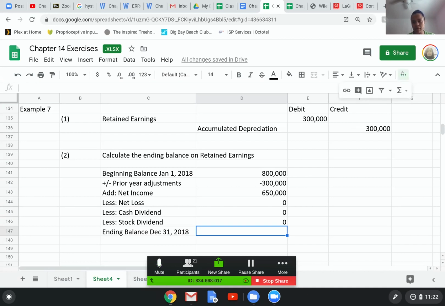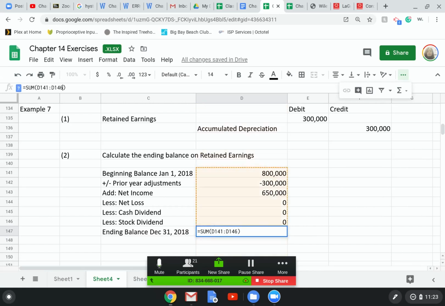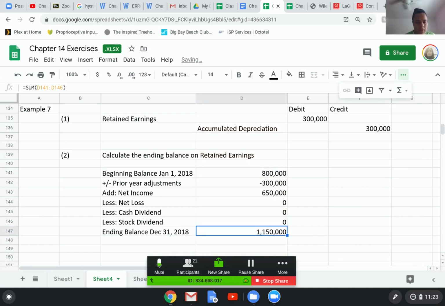Oh, I still have to punch in this stuff. How annoying. D1, 1,150,000. Thank you. 1,150,000. All right. So that's how we calculate the ending balance for retained earnings.